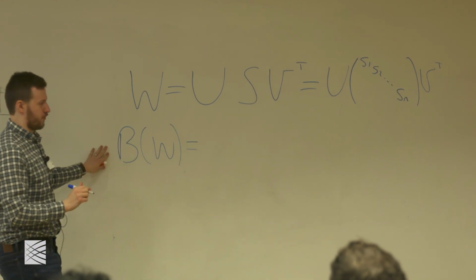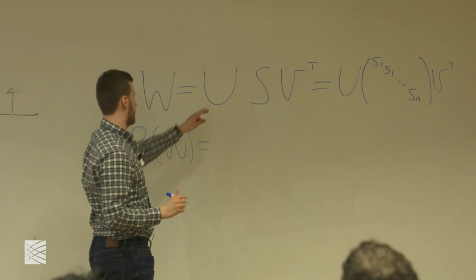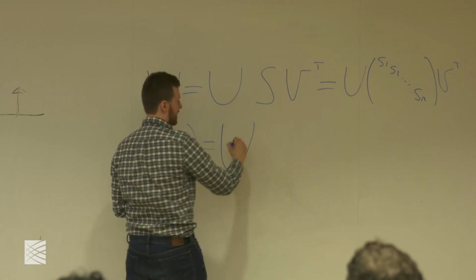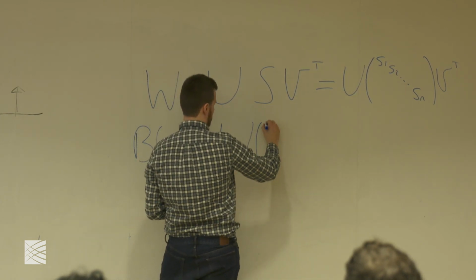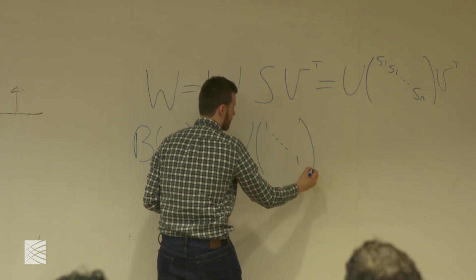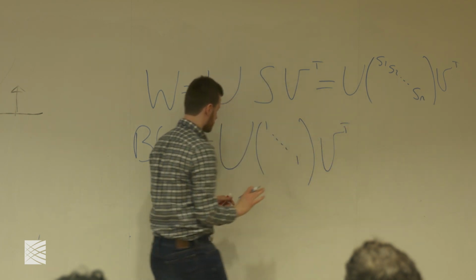If I apply the Björck orthonormalization scheme, this transforms this matrix in the following way. I'm going to have the same matrix U here. I'm going to have a matrix with all ones along the diagonal, and then the same V transpose.